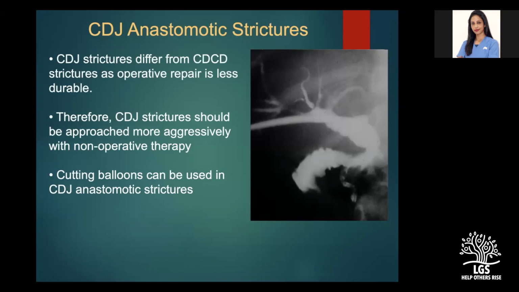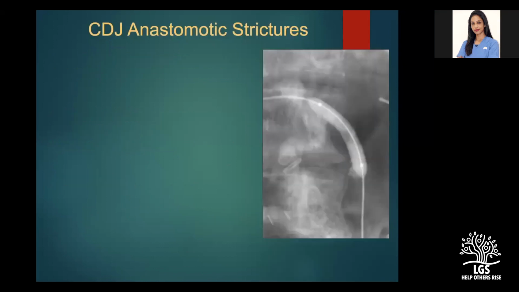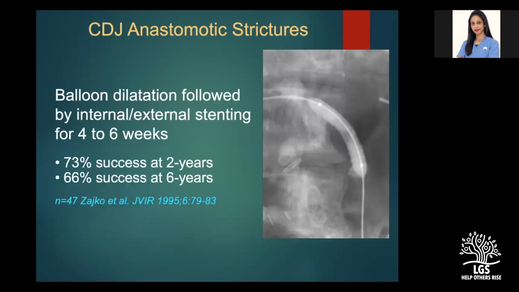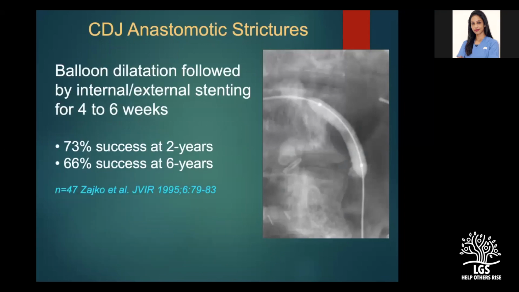And cutting balloons again can be used with these kinds of anastomotic strictures as well. Now this is one such balloon which was used, and balloon dilatation was followed by an internal external drain for 4 to 6 weeks, with 73% success at 2 years and 66% success rate at 6 years.